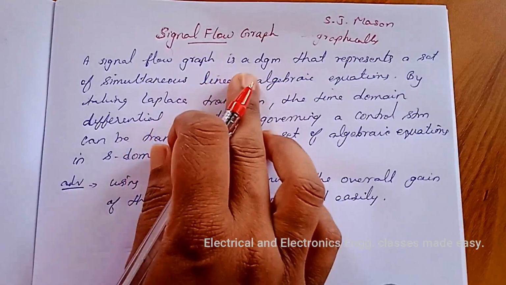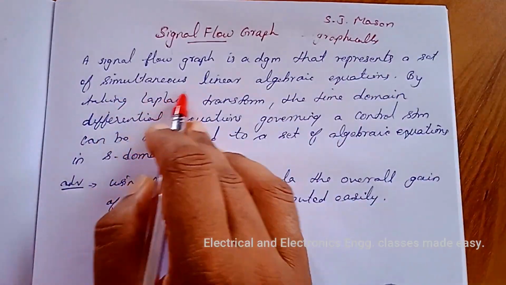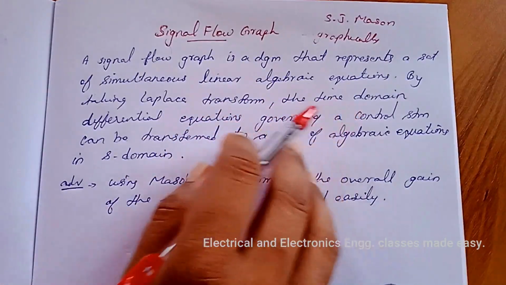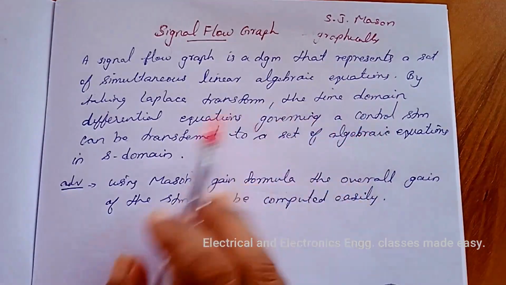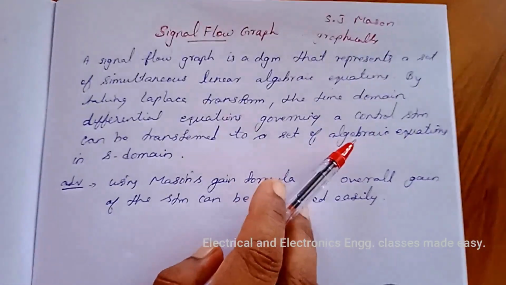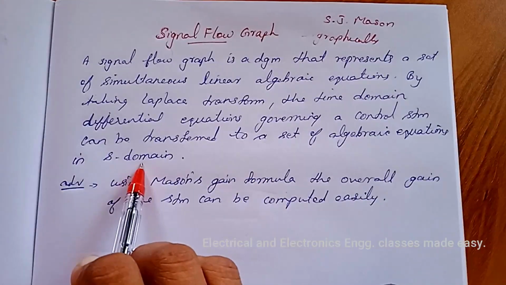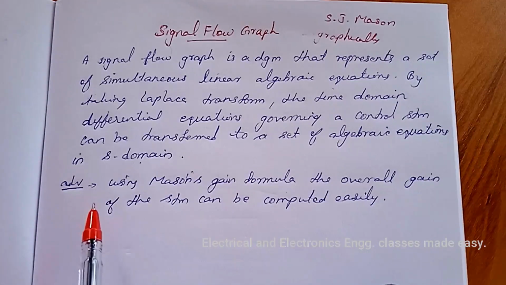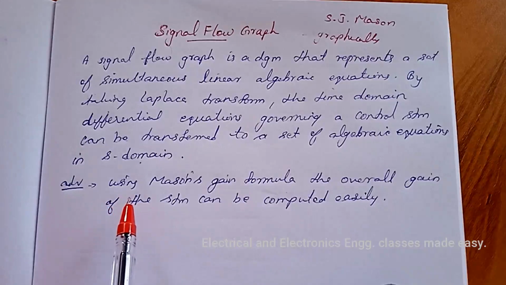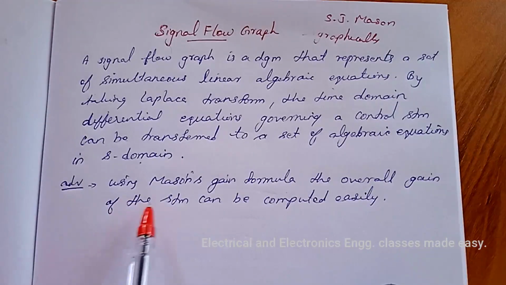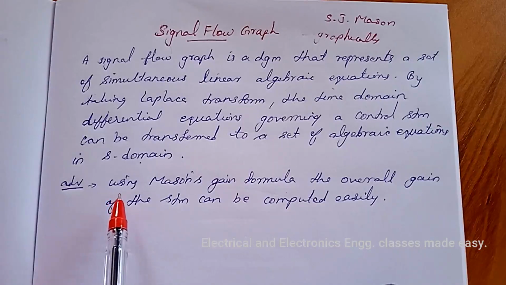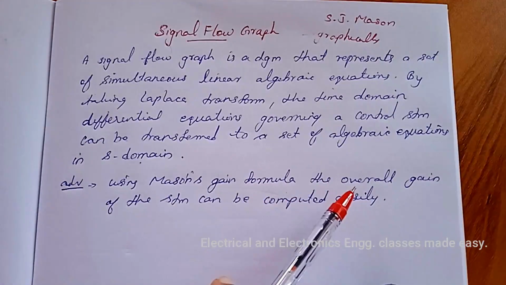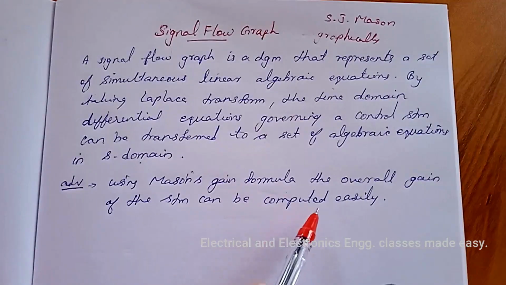A signal flow graph is a diagram that represents a set of simultaneous linear algebraic equations. By taking Laplace transform, the time domain differential equations governing a control system can be transferred to a set of algebraic equations in S domain. And the advantage in signal flow graph over the block diagram approach is that in signal flow graph method, using Mason's gain formula, the overall gain of the system can be computed easily.